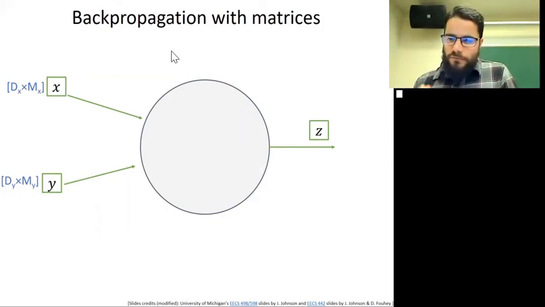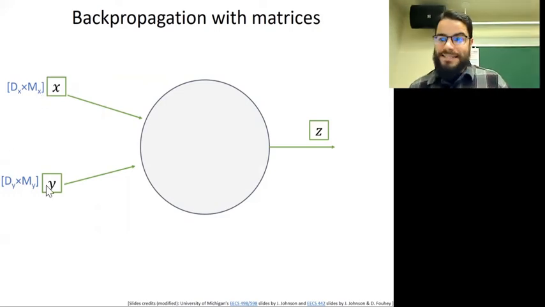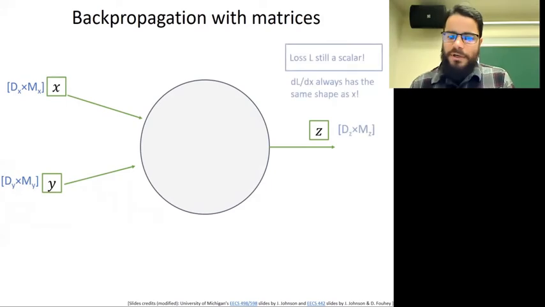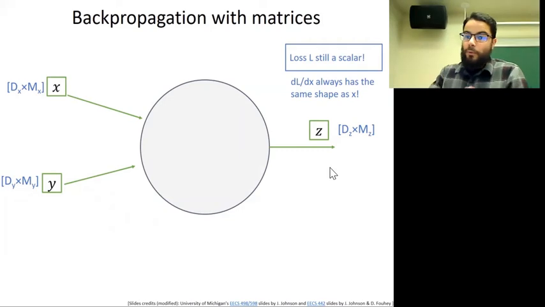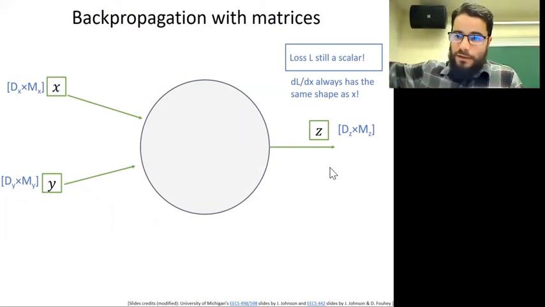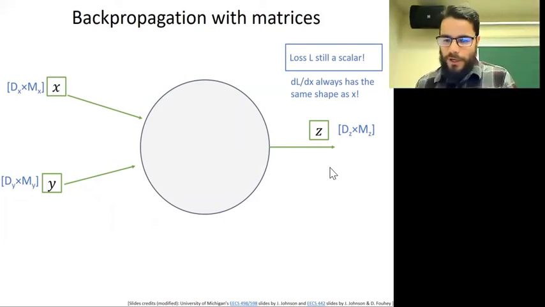The dimensions of the first input are going to be now dx by mx. It is a matrix. The dimensions of the second input are going to be dy and my. The dimensions of the output of our node are going to be dz, mz, okay? The loss L, regardless of how crazy your computational graph might be, is always going to be a scalar, always going to be a single number, okay?